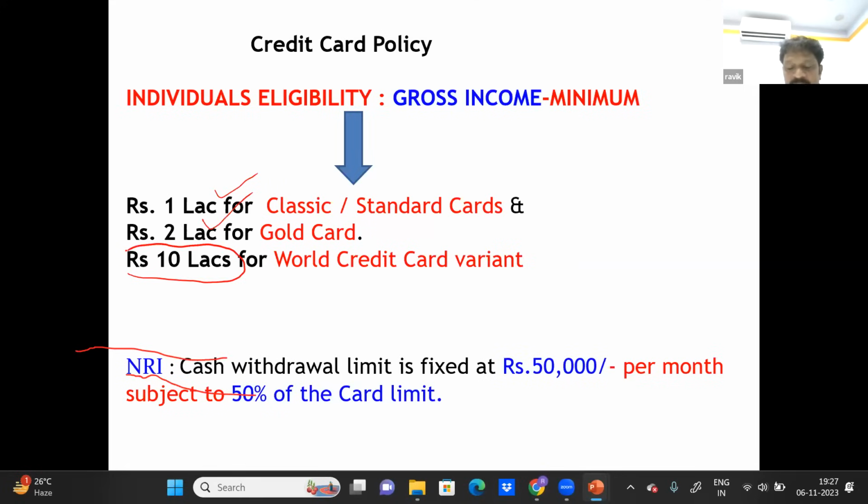World credit card means the minimum gross income of the customer should be 10 lakhs. Classic and standard is 1 lakh, gold is 2 lakhs, and so on up to 10.